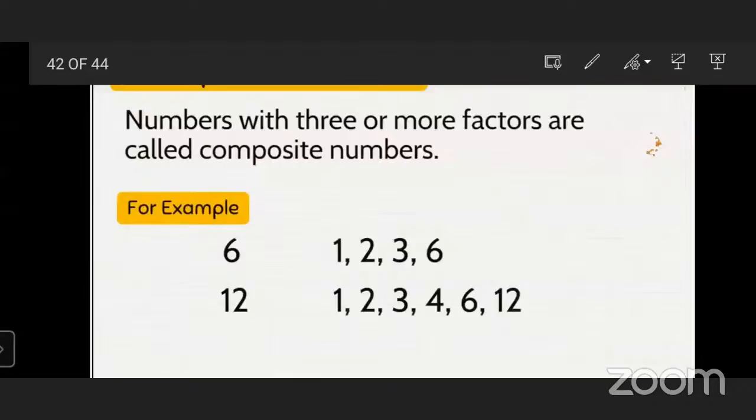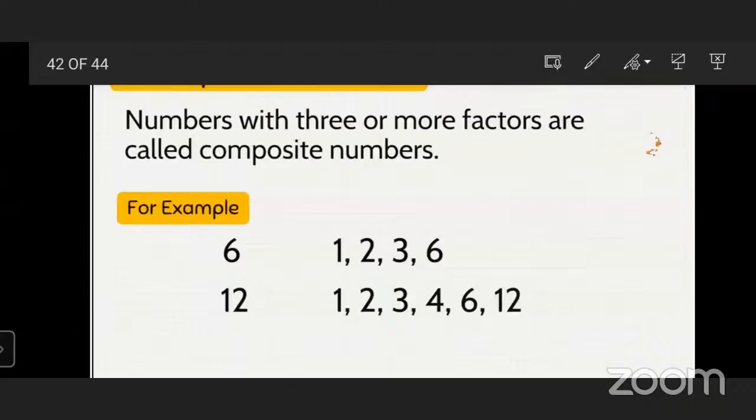Likewise 12. 1, 2, 3, 4, 6 and 12. These are factors of the number 12. So that's why 12 is also a composite number. Whenever there are 3 or more factors, the number is called a composite number. Can you give me any example?